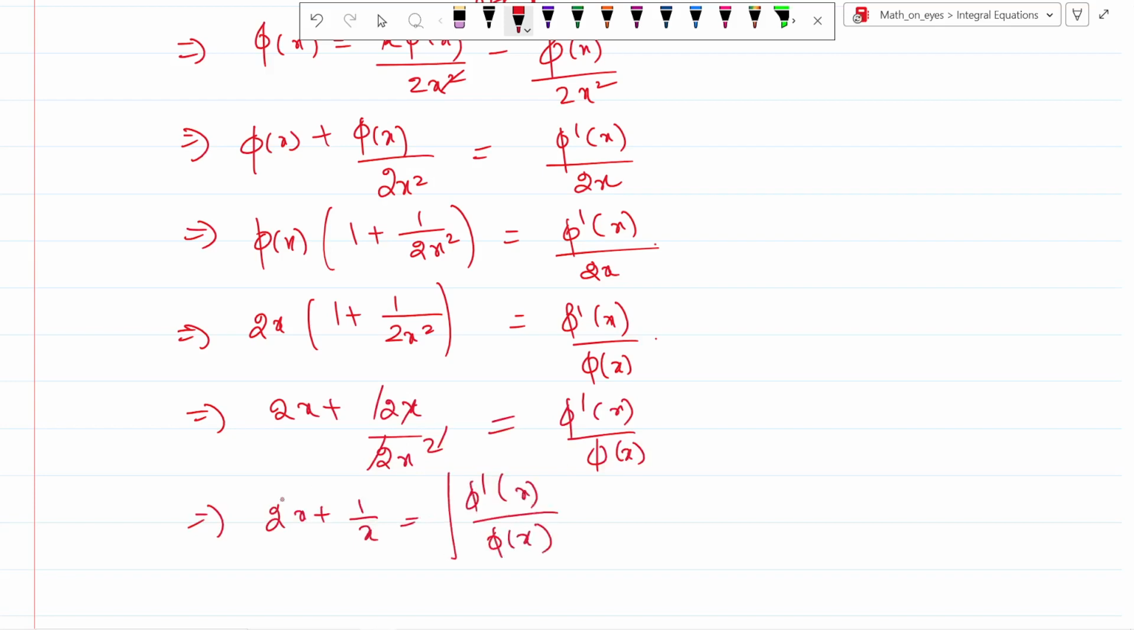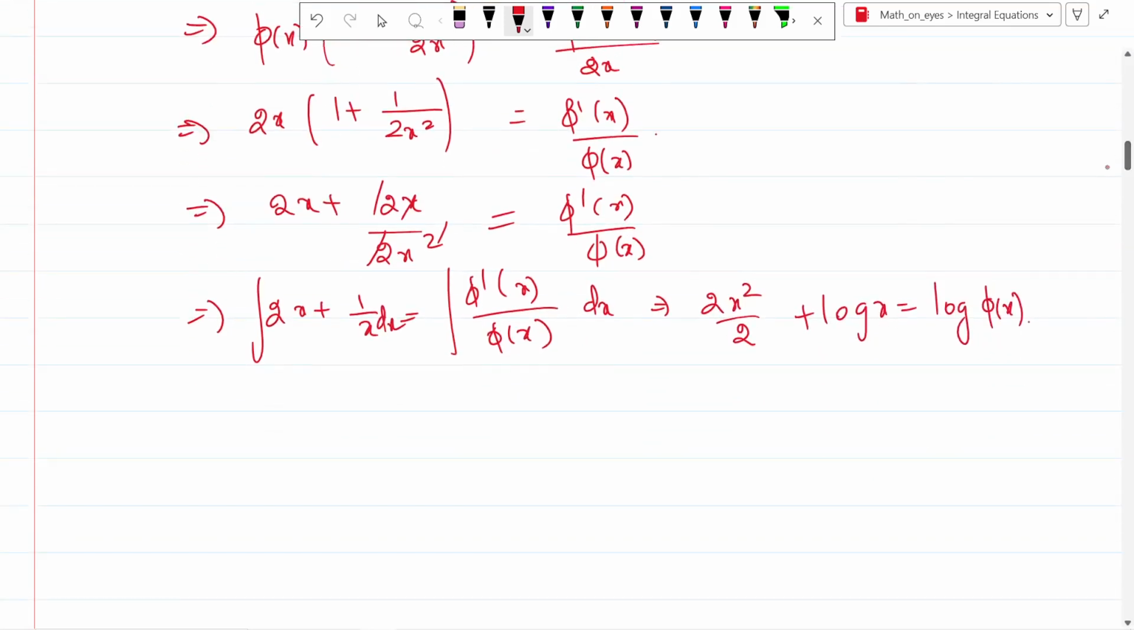Now integrating both the sides with respect to dx, we'll have it as, in integrating 2x, I'll have it as 2x squared by 2. And integration of 1 by x is log x, plus log x is equal to integration of this part. Denominator is phi of x and numerator is phi dash of x. So it is log of phi of x. Right. So this is your solution.